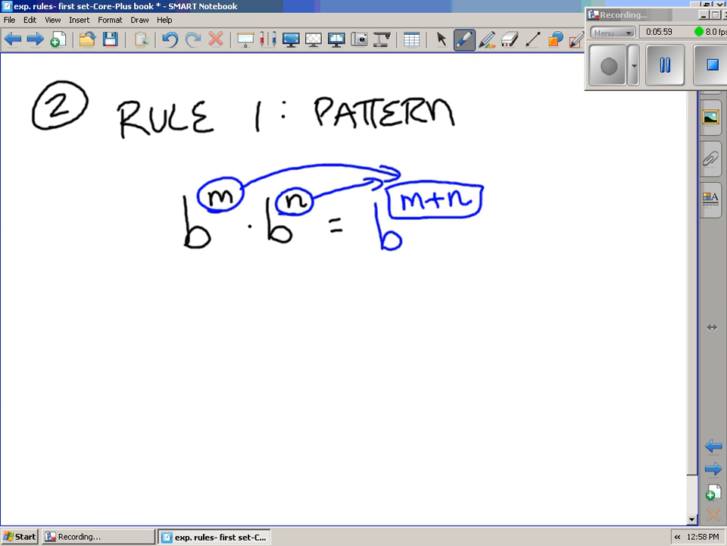And the other key piece to this is that the base had to be the same. In every single one of these examples, the bases were the same, so we were able to add up the exponents. It wouldn't work if the bases were not the same. So this is rule 1. This is the pattern that we see.